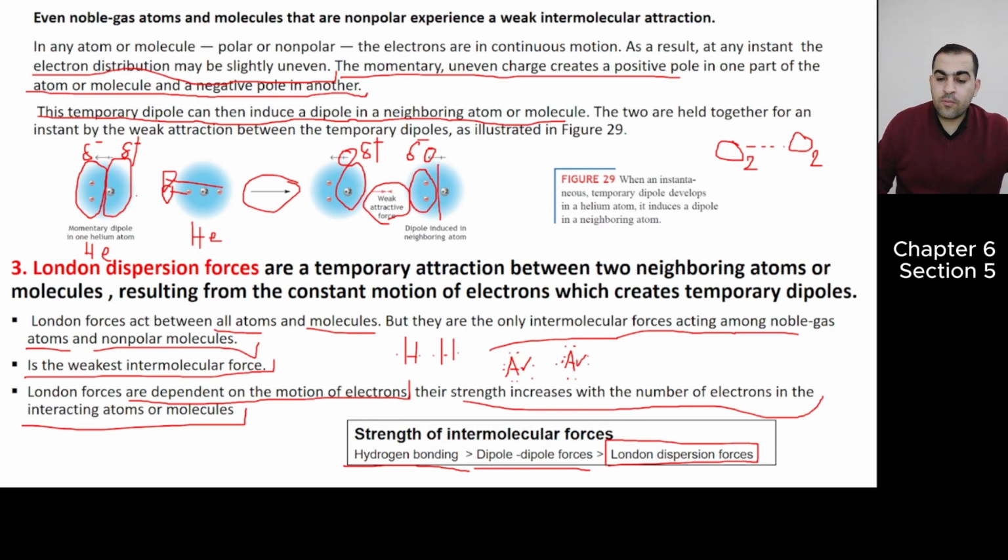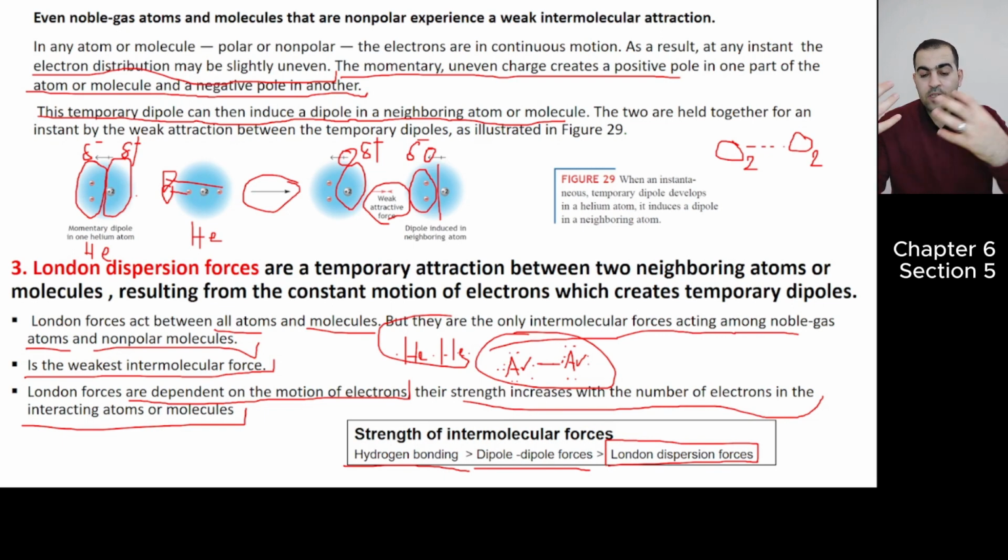So which one is stronger, the attraction between argon atoms or between helium atoms? Helium has 2 valence electrons, but argon has 8. So the force of attraction between argon atoms is stronger than between helium atoms, because the number of valence electrons in argon is more. So it's going to be more partially negative, more partially positive.